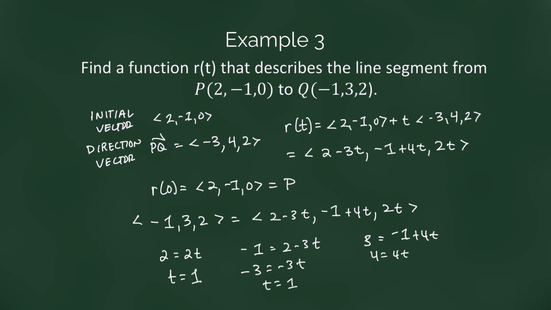So what does that tell us? Well, that tells us that our function is this function right here, but we have to restrict the domain. t has to be only values between 0 and 1. At time 0, we're at p. At time 1, we're at q. That's the only segment that we want to carve out. And so restricting the domain gives us the segment that we want.